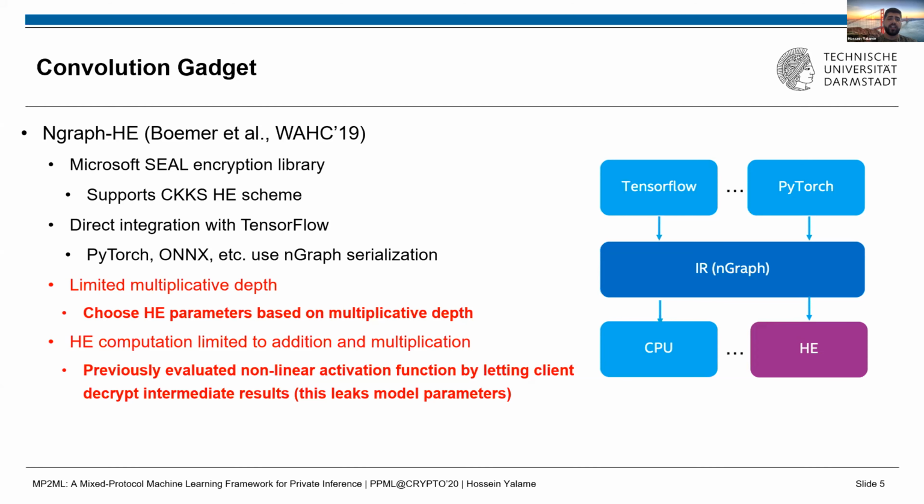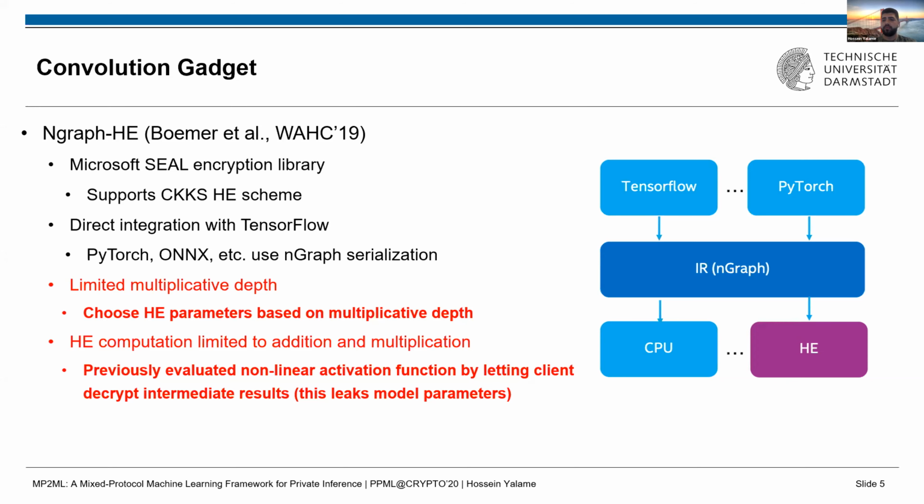But in nGraph-HE, everything is done in HE. And when we use homomorphic encryption, we have some limitations. The first limitation is that efficient implementations exist only for a leveled HE scheme, and there we have some limitation in multiplication depth. Also, nGraph-HE cannot support nonlinear layers. For this, they use a client-aided protocol, letting the client decrypt the intermediate result.